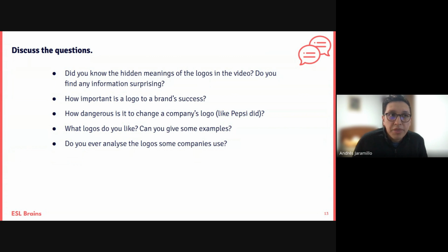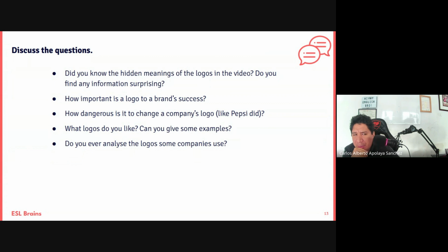I try to think why use that, why use the typography, or why use the color. How do they use color? What do they use typography for? Yeah, it's important. Thank you.